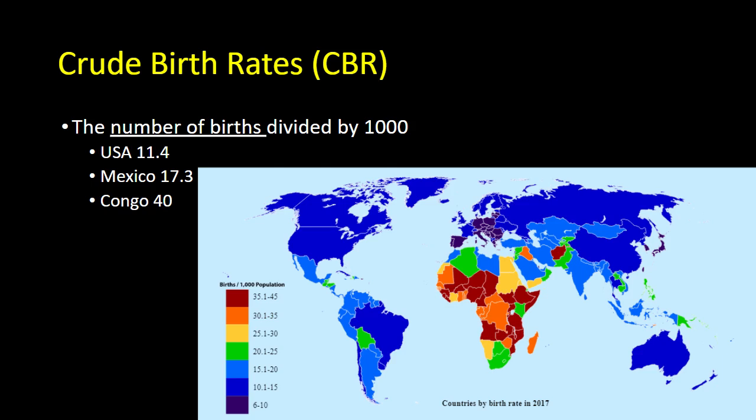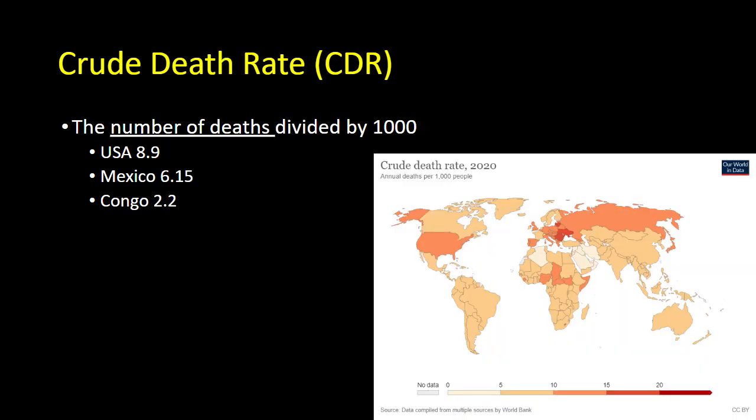Next is the crude death rate, CDR. It's the number of deaths divided by 1,000. So same concept as the CBR, but you're looking at deaths. Now this is where things get interesting, because you would think, America, we're such a developed country, we're going to have a low death rate. Nah, it's actually backwards. The more developed you are, the higher your death rate. You might be wondering why.